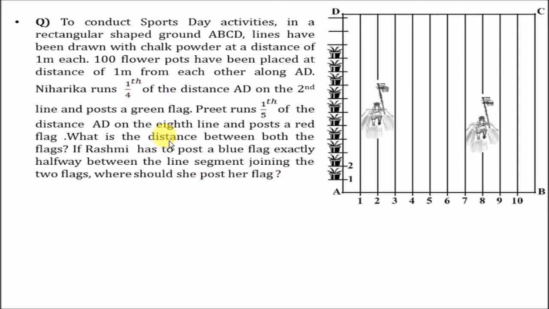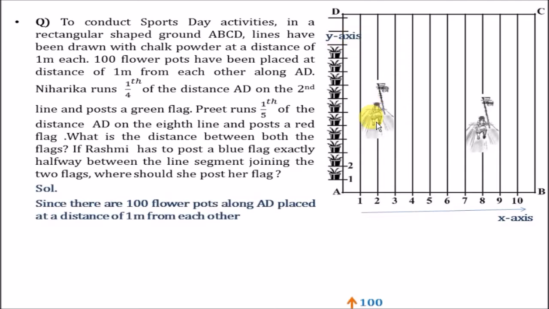Now, as you can see in the figure, the markings of the line are denoting the horizontal axis, the x-axis, and the flower pots are denoting the y-axis, the vertical axis. Since there are 100 flower pots along AD placed at a distance of 1 meter from each other, AD will be equal to 100 into 1 equals 100 meter.